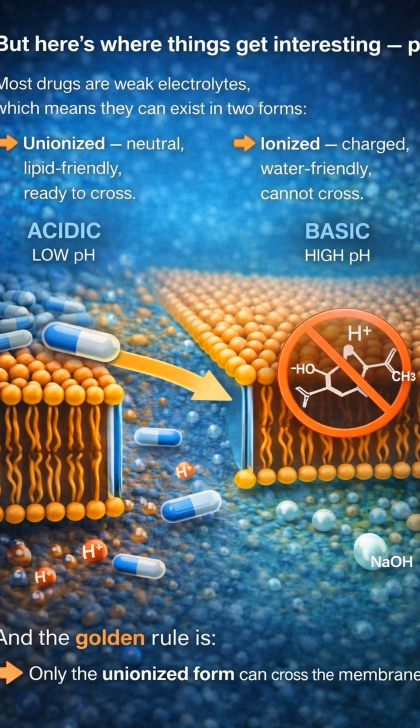But here is where things get a little interesting: the pH. Most drugs are weak electrolytes, which means they can exist in two forms. Unionized: neutral, lipid friendly, ready to cross. Ionized: charged, water friendly, cannot cross. And the golden rule is, only the unionized form can cross the membrane.